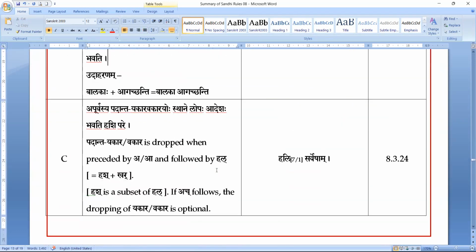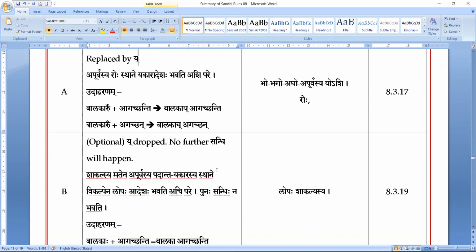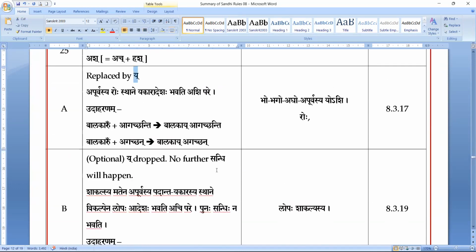8317. Go back and see. Number 20, Guruji. Here, replaced by 28, Yakara. Wherever 8317 is there, that you have to note, followed by Ash. Here, for your understanding, if you want, you can write Ash is there.